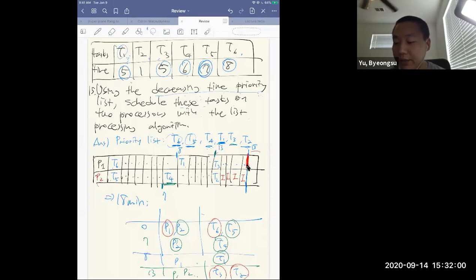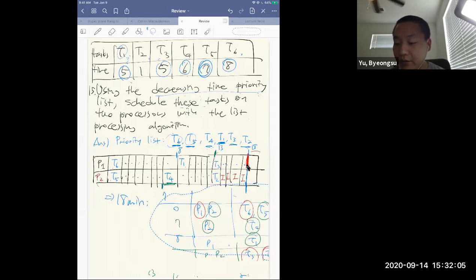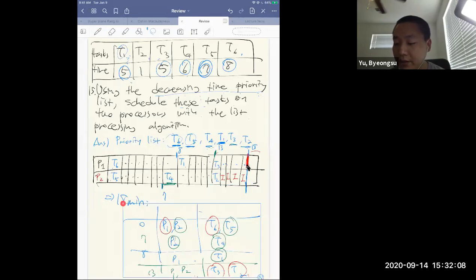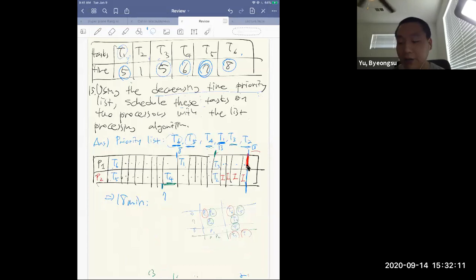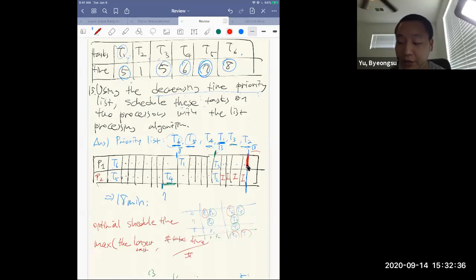And in this case, again, I just want to record how to get the optimal schedule. The optimal schedule time is the maximum of the longest task, and the total time over the number of processors, right?